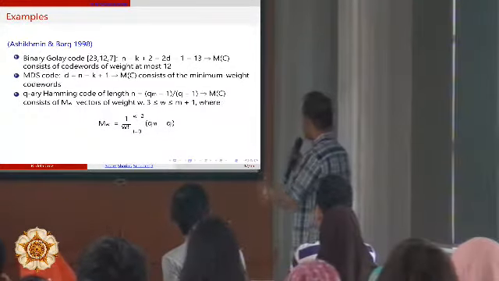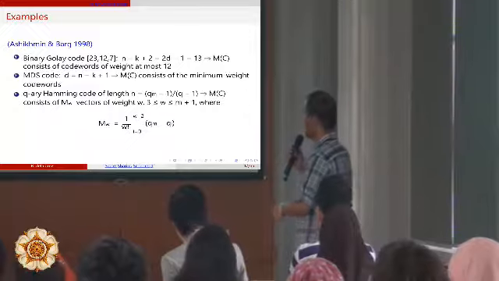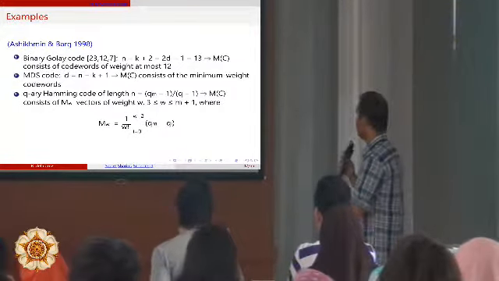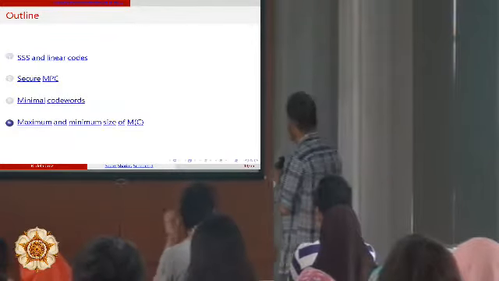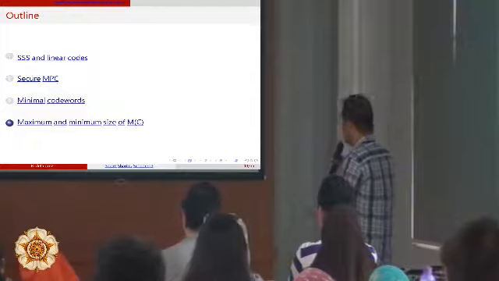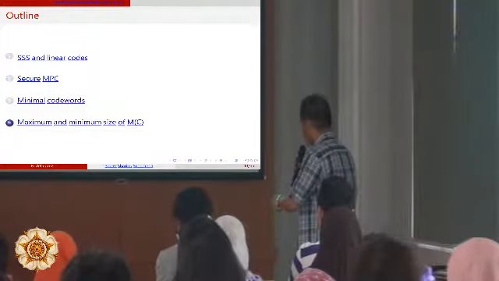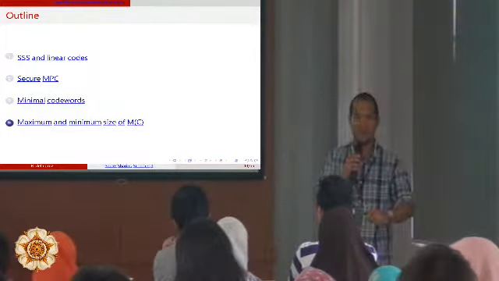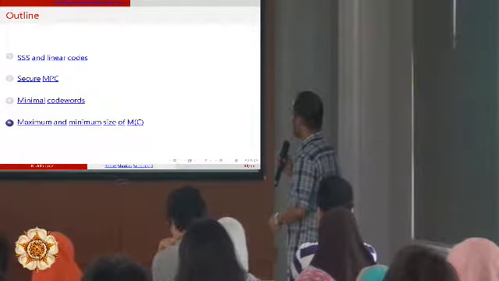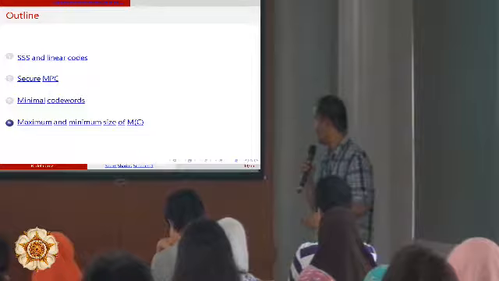But in general, this quantity is unknown for linear codes. So one problem that you can consider is the following: instead of looking at the actual value of M of C, you look at the maximum and minimum size of this set.